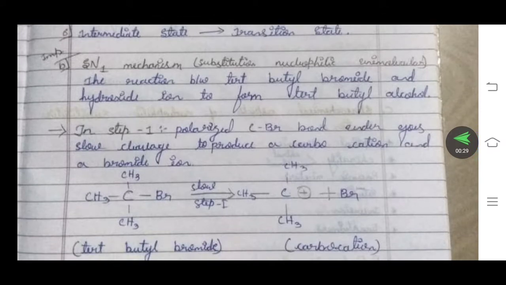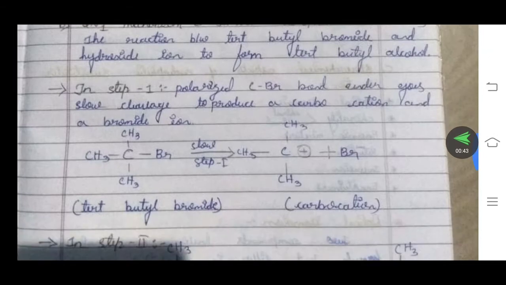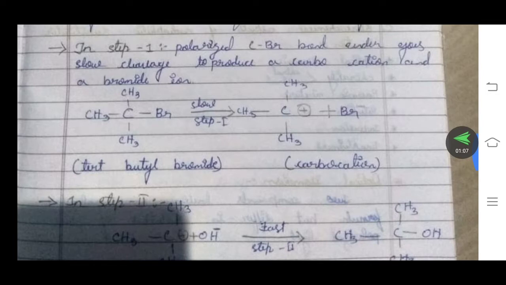So step 1, the polarized C-Br bond undergoes slow cleavage to produce a carbocation and a bromide ion. CH3-C(CH3)(CH3)-Br, so that is tertiary butyl bromide. This is the slow step, and after cleavage of the bond between carbon and Br, the Br becomes negative and carbon becomes positive. So that is a carbocation. So this is the first step.